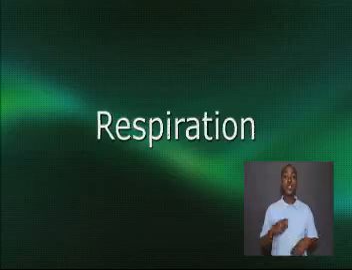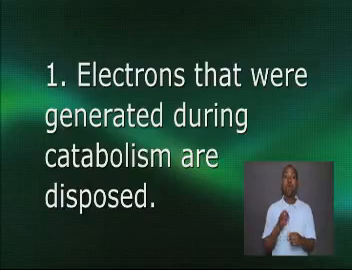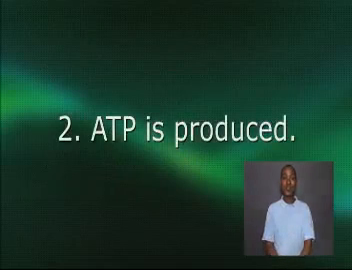All living creatures have a process in common, which is respiration. During respiration, two important functions are performed. In the first function, the electrons that were generated during catabolism are disposed. The second function involves the production of ATP. As we know, aerobic respiration is a process that requires oxygen, and anaerobic respiration does not require oxygen. Aerobic and anaerobic respiration differ in terms of the amount of energy that is produced.